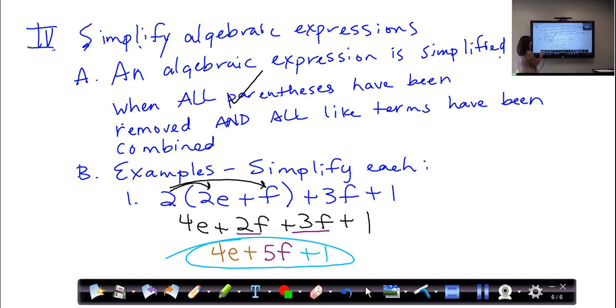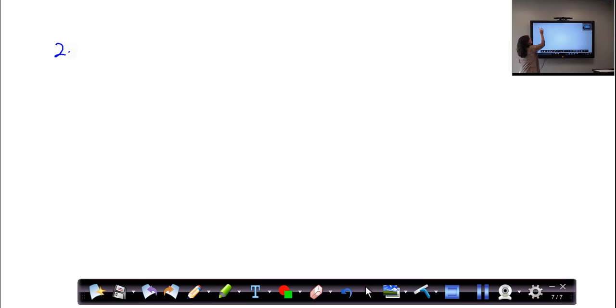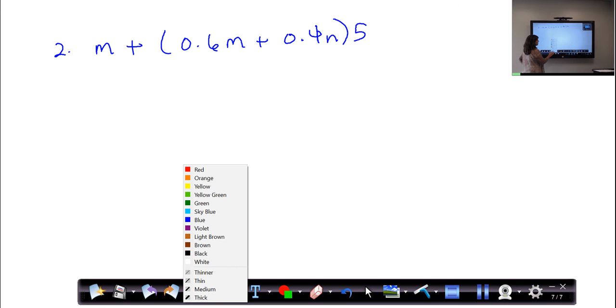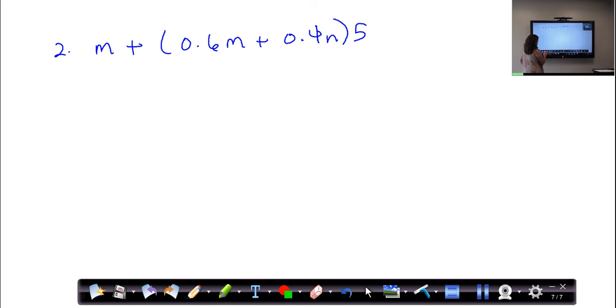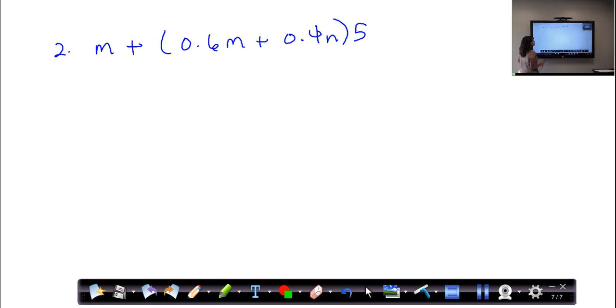All right, let's try just a couple more. Make them a little bit harder, because I know you've got this. That's a 4. So we need to simplify yet again, and if you recall, things are simplified when all the parentheses have been removed and then all like terms have been combined. So let's first remove those parentheses.